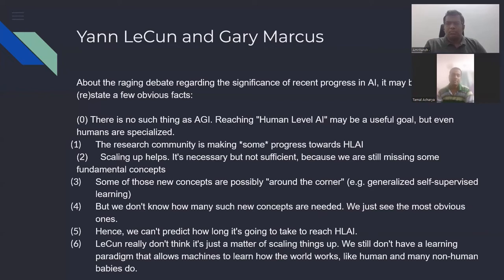We can see many research papers coming out, there are articles, conferences, talks, and all these things. But yes, I agree with this statement at least, that there is research going on with some progress towards human level AI. At least the efforts are being made now.